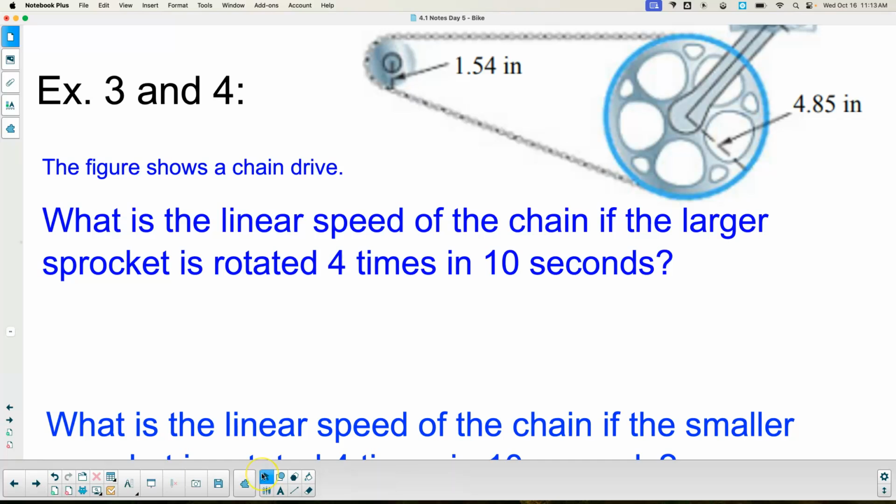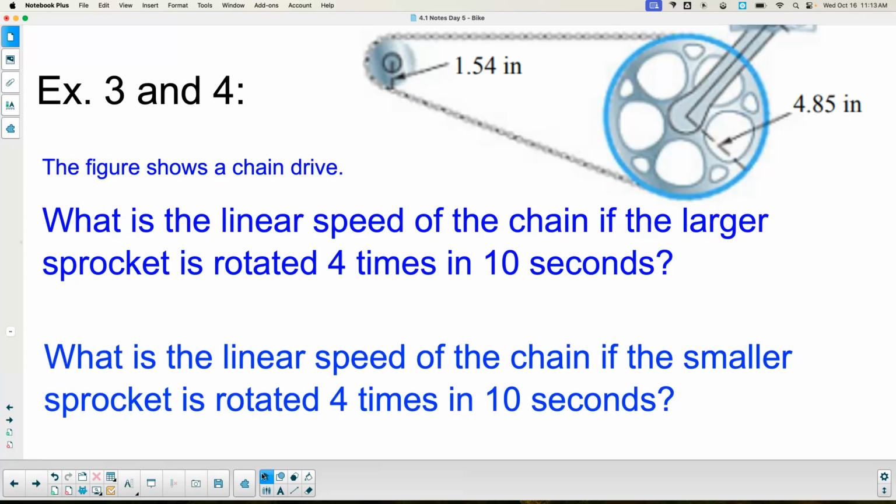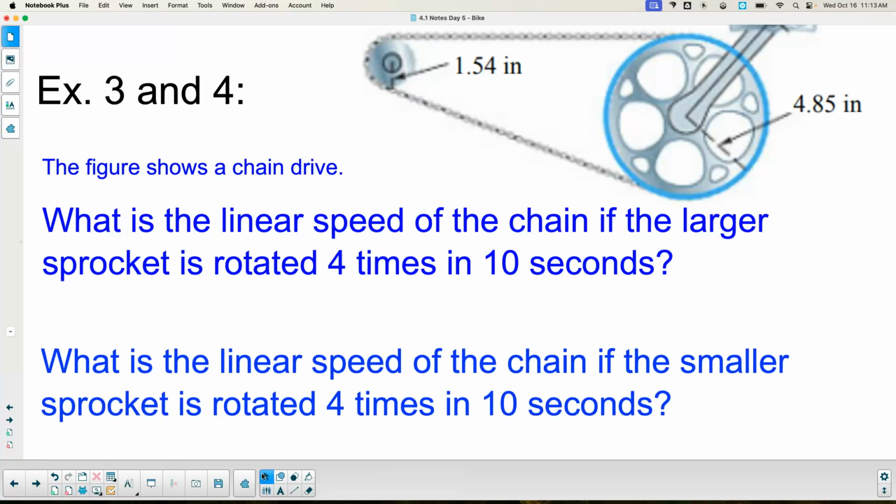So, I'll move this one up so that we can see it. Figure showing a chain drive. So this is on a bike here. This is a great representation of a chain drive. Okay? So the pedal sprocket is at 4.85 inches. The drive sprocket is at 1.54 inches. They're connected by a chain. Okay?